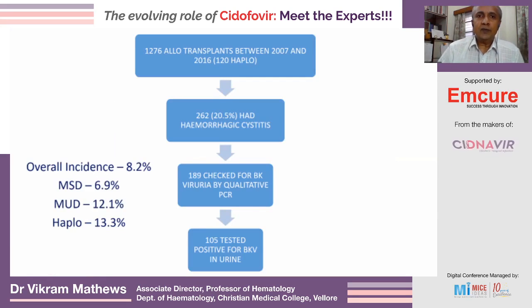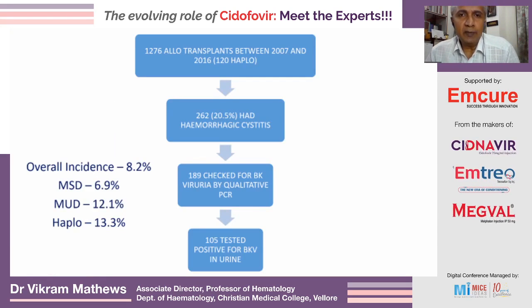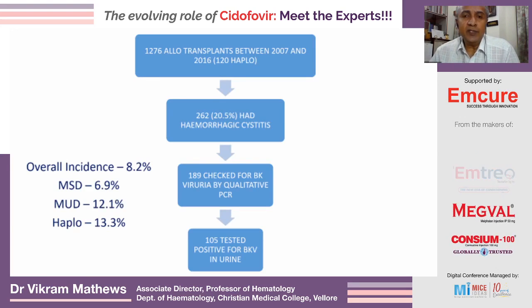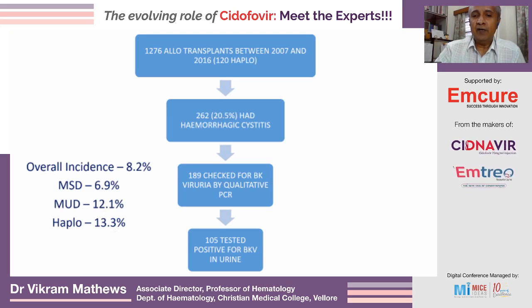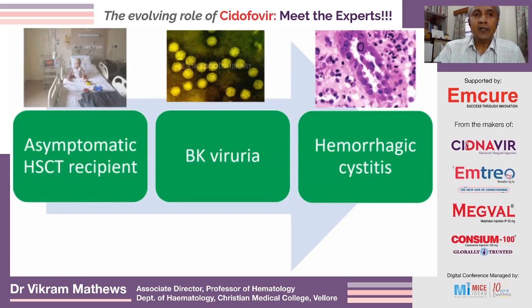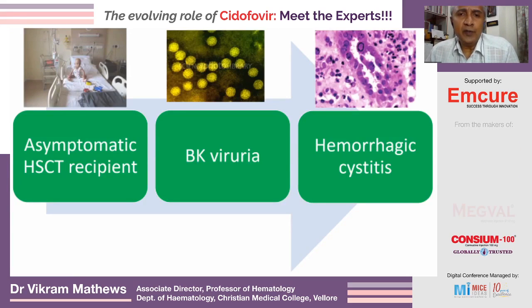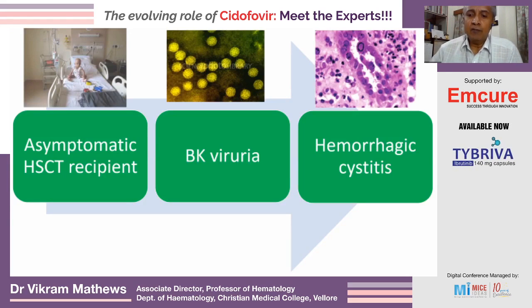Our own data, 1,276 transplants, that's good data put together by Biju. Looking at 262 who had hemorrhagic cystitis, 189 were checked for BK viruria by qualitative PCR, and 105 tested positive for BK viruria. And really, the major problem is our MUDs and our haplotransplants, where up to 13.3% have frank hemorrhagic cystitis. So most patients would have asymptomatic BK viruria, for which you really don't need to do anything. But once they become hemorrhagic cystitis, for the most part, it is supportive, though we do use Cidofovir at times.